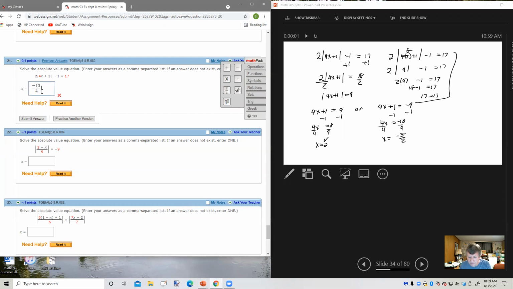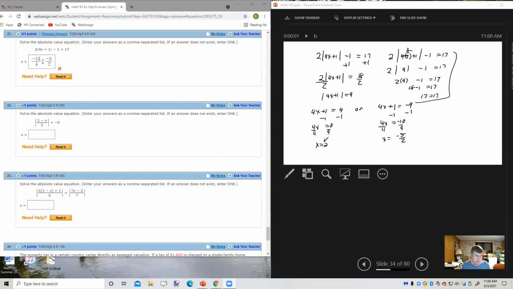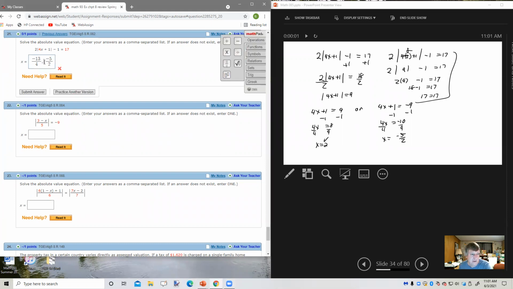Okay. So, 2, comma, and then negative 5 halves. What? Okay. We'll pause it again. All right. Apparently I'm having a Monday because I just noticed that one of my solutions was 2. So why did I put negative 13 fourths in there? No idea. Let's try again.